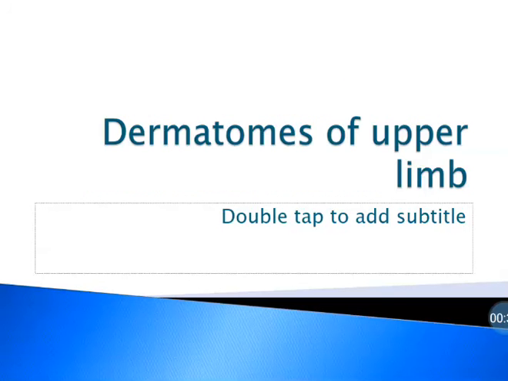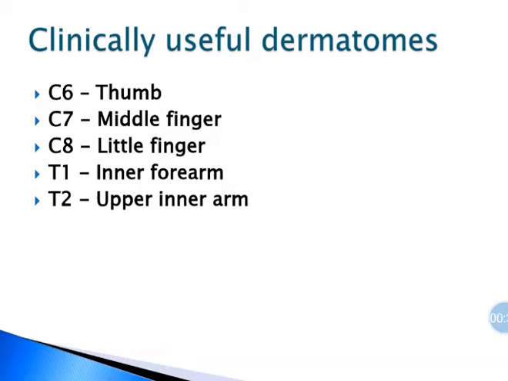So first we'll start with dermatomes of upper limb. There are some clinically useful dermatomes. The dermatome of thumb is C6. The dermatome of middle finger is C7. And the dermatome of little finger is C8. That is from lateral to medial. C6, middle is C7 and little finger is C8.